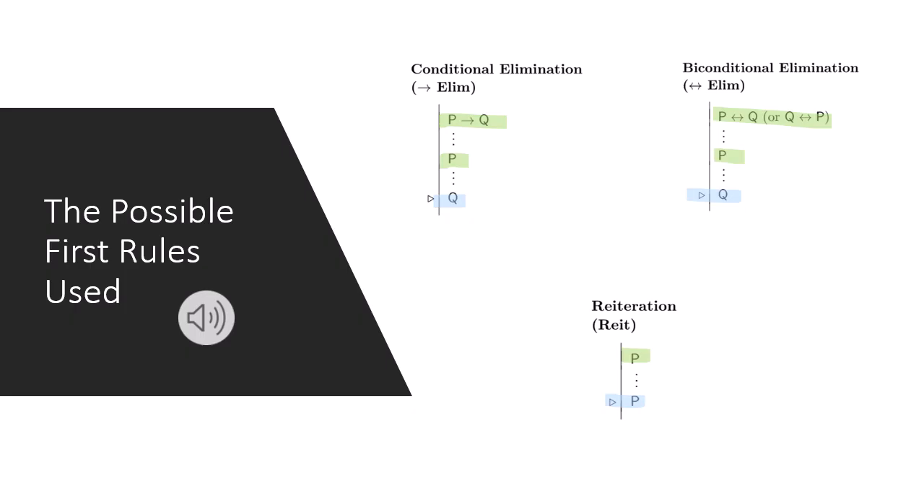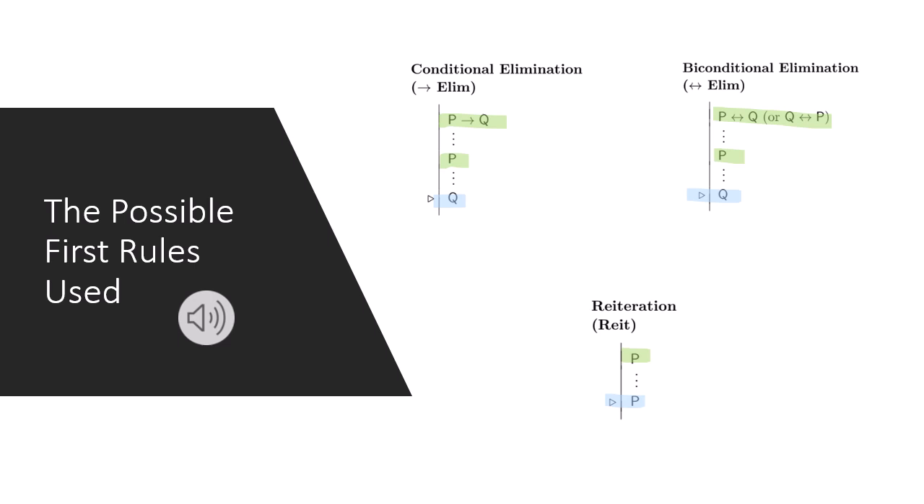Let's first focus on conditional elimination. Again, just like our previous examples, the line in blue is what we're trying to prove is a tautological consequence. And the lines in green are temporary assumptions from subproofs or premises, and we can assume that those are true. So we'll assume that the conditional P implies Q is true and that P is true.